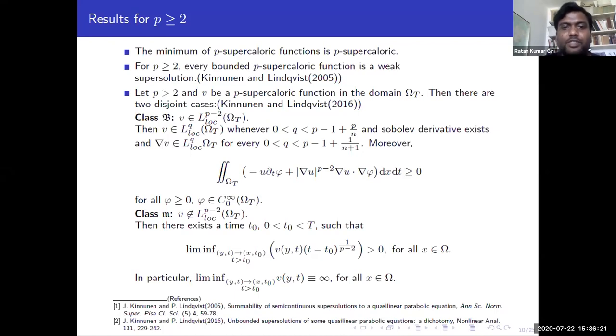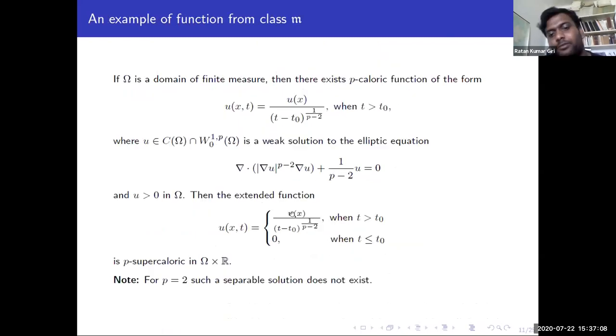And for the unbounded case, supercaloric functions are divided into two mutually exclusive spaces depending on whether it belongs to L log L, L^{p-2} log or not. If it belongs to L^{p-2} locally, then it is in fact in L^1, and it is a super solution to our problem. And if it does not belong to L^{p-2} locally, then there is a time slice in which the function is precisely infinity. One such example of this class of functions, which I call the complementary class, is the Barenblatt type class of functions, and this is complementary to this. So one example of this class of functions is basically the friendly giant. You take this function where you use a solution to this PDE, and it can be obtained by separation of variables.